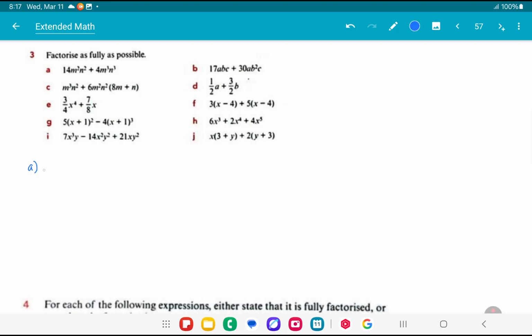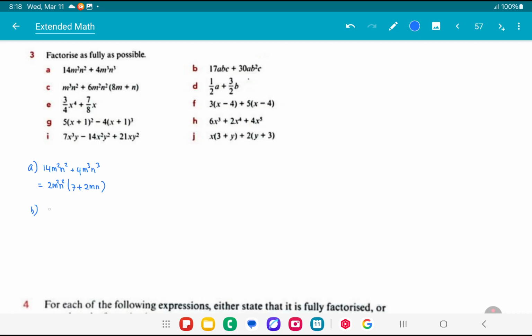For question A, 14m squared n squared plus 4m cubed n cubed. 14 and 4, we can divide both by 2. So we get here 7 and 2, and then m squared n squared we compare with m cubed n cubed. We can factorize m squared n squared, so we get here 2m squared n squared multiplied by 7 plus 2mn.